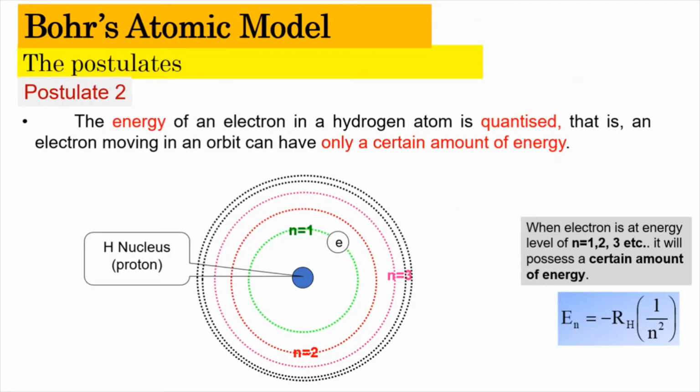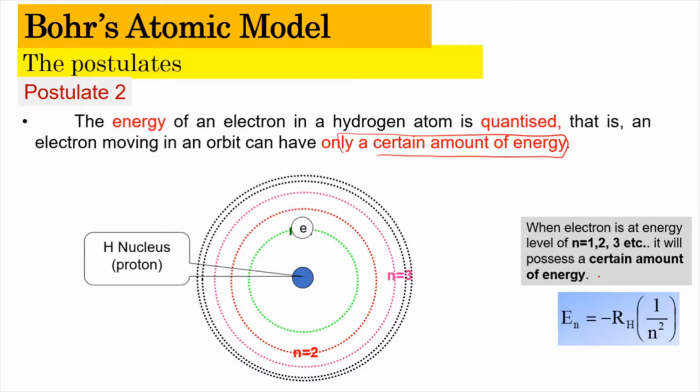For postulate number 2, Bohr stated that the energy of an electron in a hydrogen atom is quantized. That is, an electron moving in an orbit can only have a certain amount of energy. By means of that, when the electron is at energy level N equal to 1, for example, it will possess a certain amount of energy. When the electron is at N equal to 2, it will have a certain amount of energy. So the energy is specific to each level.